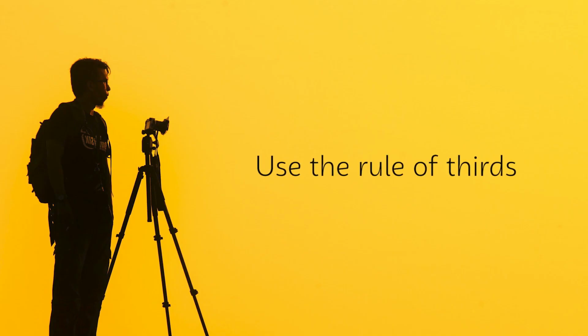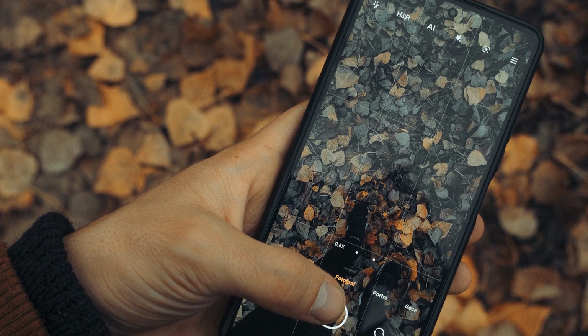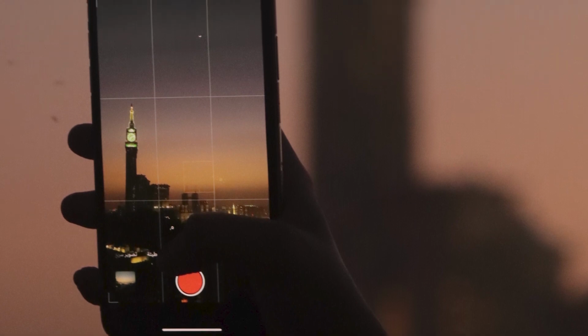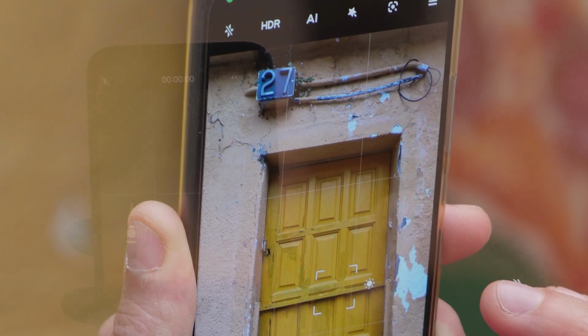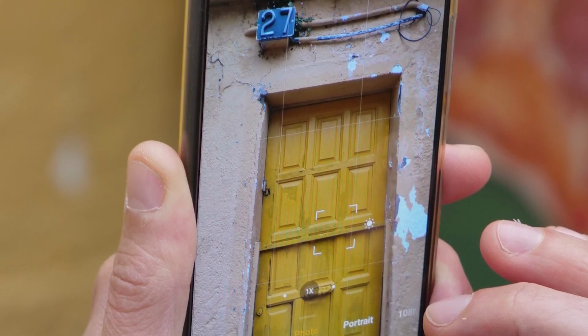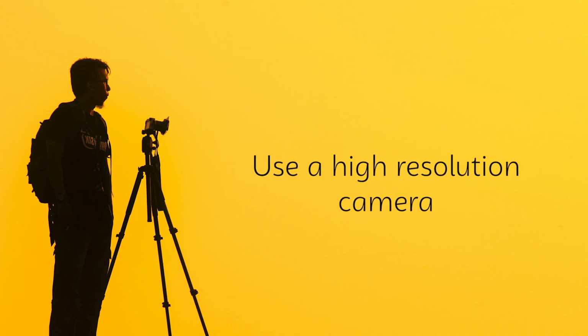Use the rule of thirds. This can help you create visually appealing pictures. It involves dividing your frame into thirds, both horizontally and vertically, and placing your subject at the intersection of these lines. Use a high-resolution camera.